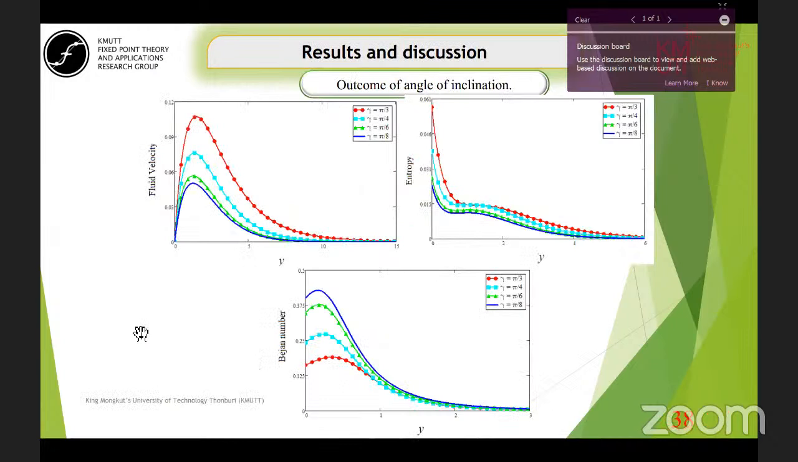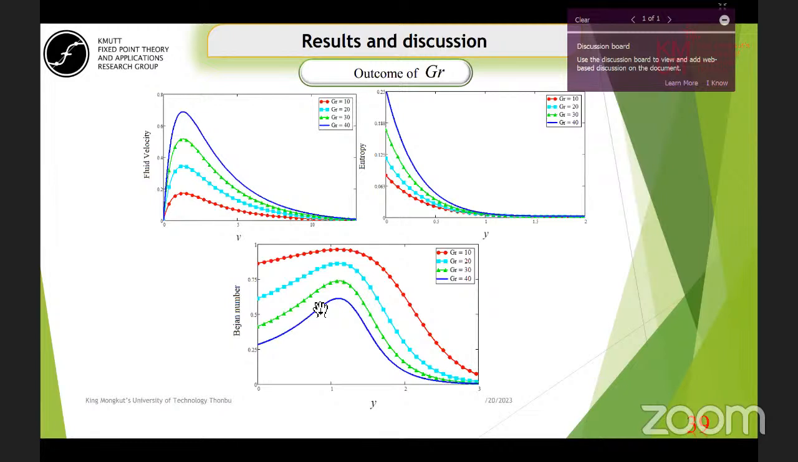This is the outcome of the angle of inclination of the magnetic field on fluid velocity, entropy, and Bejan number. When we increase the angle of the magnetic parameter, it retards the fluid velocity. As a result, the entropy is retarded and the Bejan number is enhanced. Grashof number outcome on fluid velocity, entropy generation, and Bejan number: the Grashof number represents buoyancy forces. When we increase the Grashof number, it enhances the buoyancy force and the fluid velocity. As a result, the entropy generation is enhanced and a retardation can be seen in the Bejan number.